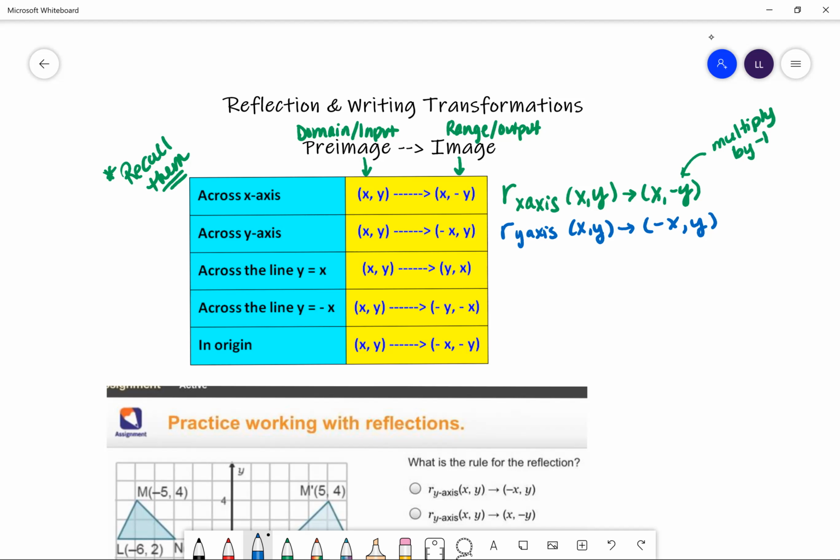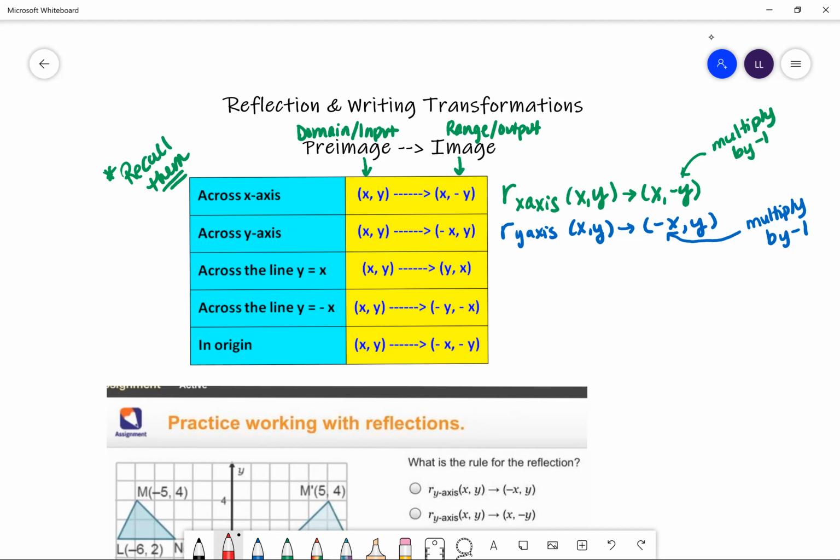But for the x here, because it has a negative in front of it, we're going to multiply that x by -1, because that negative in front of it means to change the sign. Again, multiply by -1.